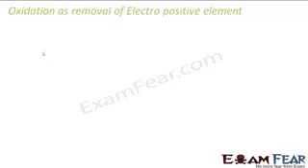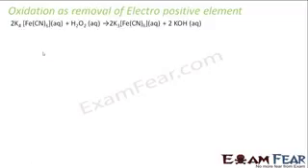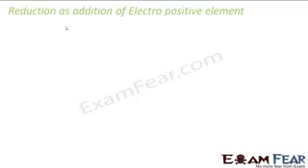And then the new definition, as I told, was removal of electropositive element. If you see this reaction, the electropositive element is potassium. It was K4, one potassium got removed and it became K3, right? This is one example of the definition which says that oxidation can also be removal of electropositive element, correct?